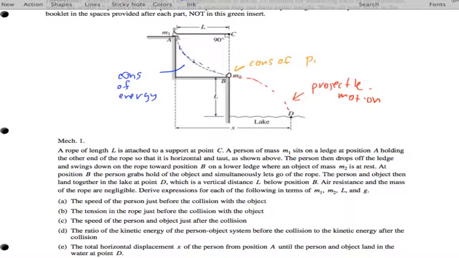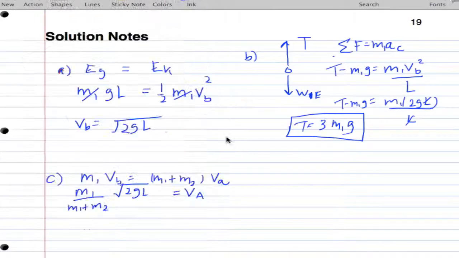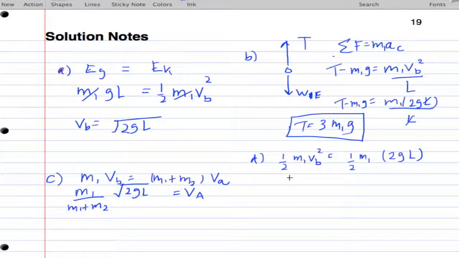Now we want to know some ratios of this whole system before and after the collision. So let's go ahead and see if we can do that. First, let's get the kinetic energy before. Well, there's only the person moving, so their kinetic energy is going to be 1/2 m1 times v before squared, which is going to work out to 1/2 times m1 times 2gL, because that's v before squared. And so I'm getting KE before simply equals m1 times g times L. Great.